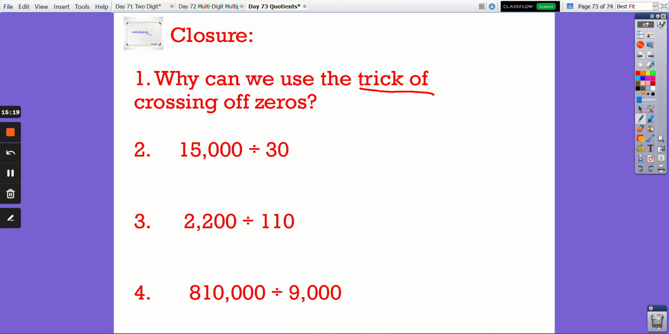Okay, so let's set this up. Well, let's ask ourselves, there's 1 zero here. Let me change colors. There's 1 zero here we can get rid of. So we're going to get rid of 1 zero in our 15,000. 15 divided by 3 is 5. And then we have 2 zeros. So 500. So hopefully you got 500 for that first one. So try number 3. Go ahead and pause the video, and then we'll come back.